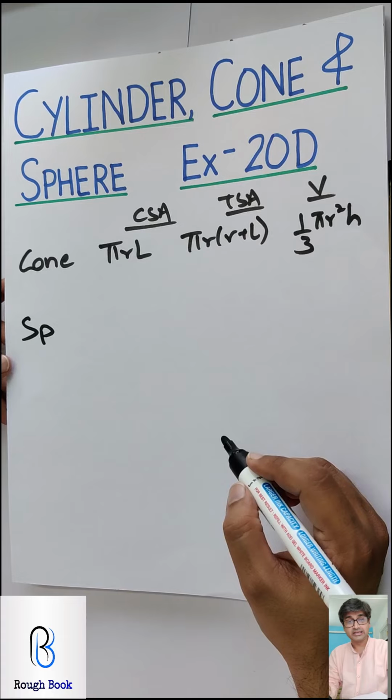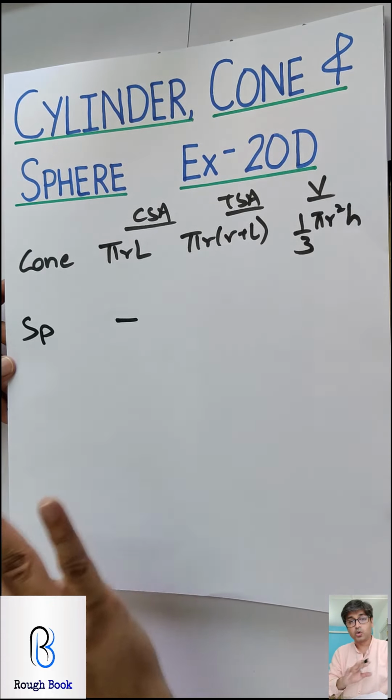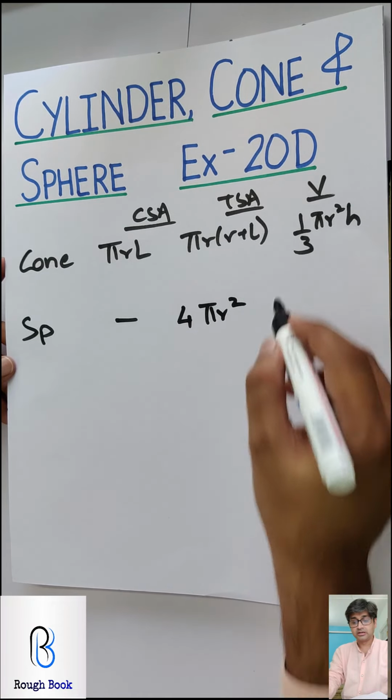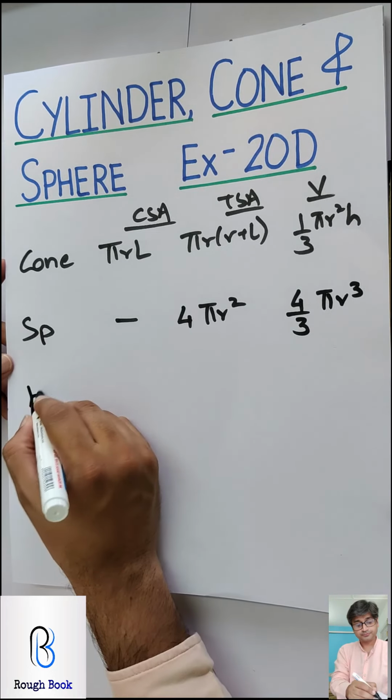The next one, sphere. We did it in exercise C. It doesn't have curved or total surface area, only surface area. That is 4 times the area of a circle, 4 pi r square. Volume is 4/3 pi r cube.